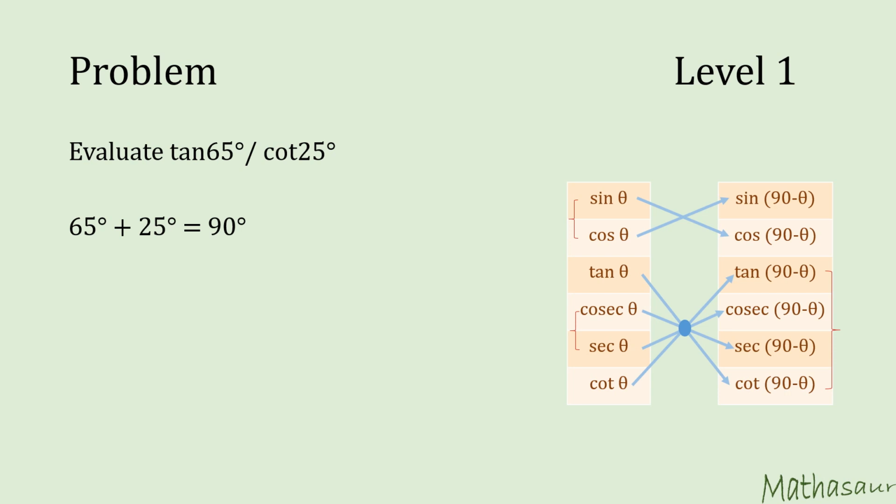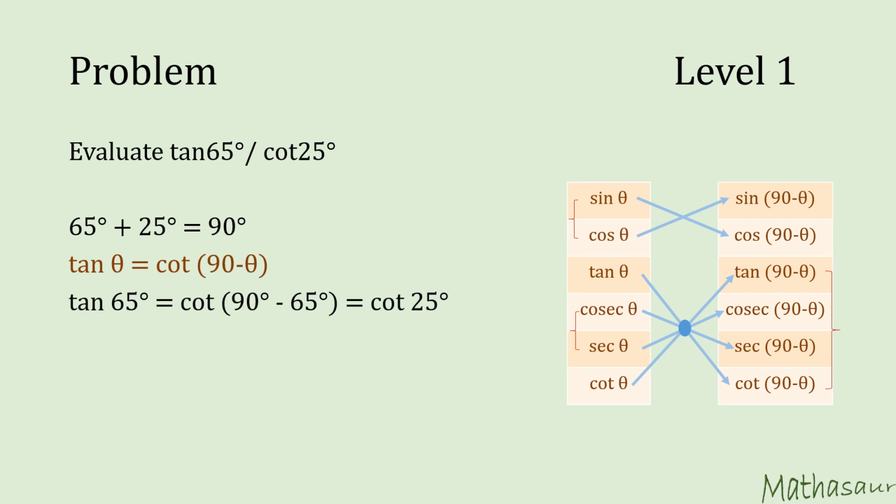Now let us look at the values of these trigonometric ratios. We see that tan theta equals cot 90 minus theta. Substituting theta equals 65, we get tan 65 equals cot 25. Dividing both sides by cot 25, we get tan 65 by cot 25 equals 1. You could also substitute the value for tan 65 as cot 25 and still get the value of the expression as 1.